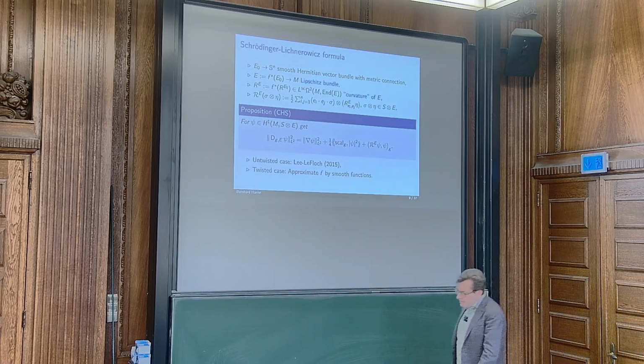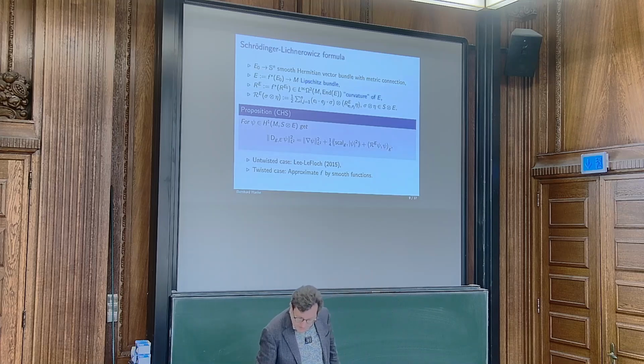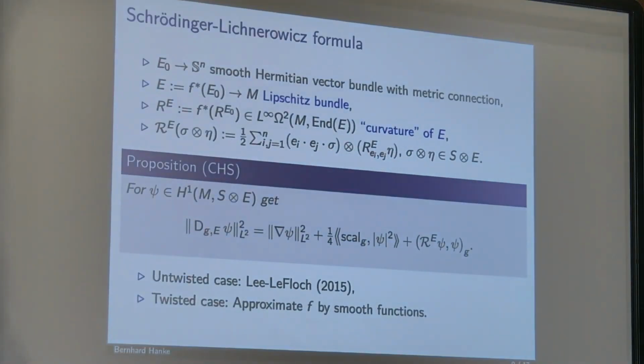Now, the Schrödinger-Lichnerowicz formula for these twisted operators takes the following form. In our situation, remember, we have our manifold M, we have our map f to the sphere, a comparison map. This is the Llarull situation. And on S^n, I can take any smooth Hermitian vector bundle, and if you pull back this bundle along your comparison map f, you get a vector bundle on M, which is just a Lipschitz bundle, because f was assumed to be a Lipschitz map in our theorem.